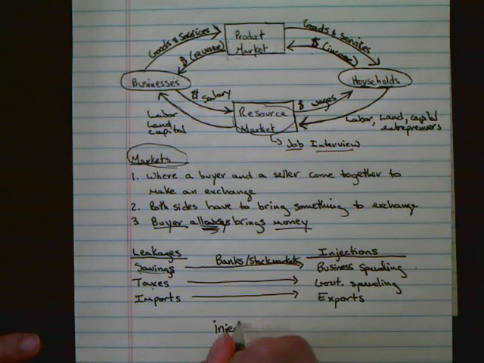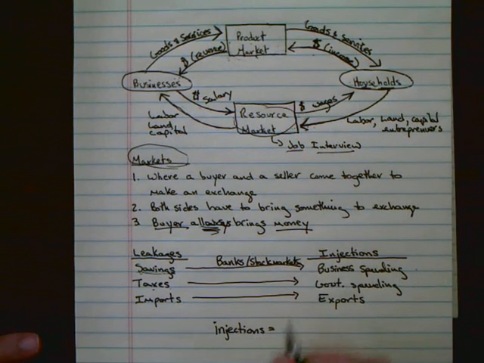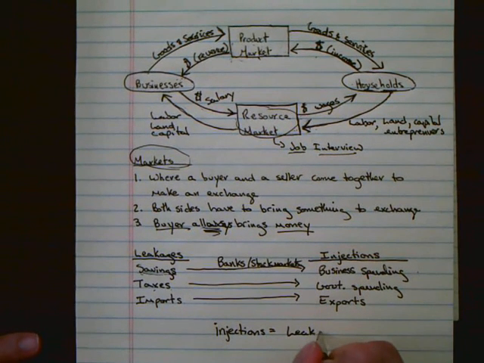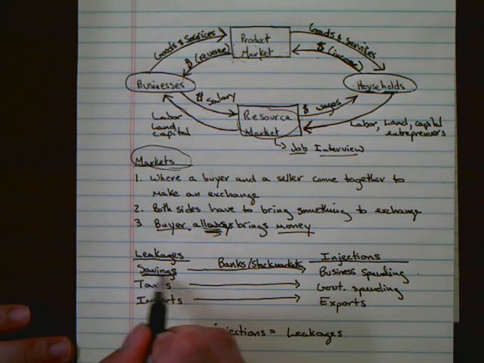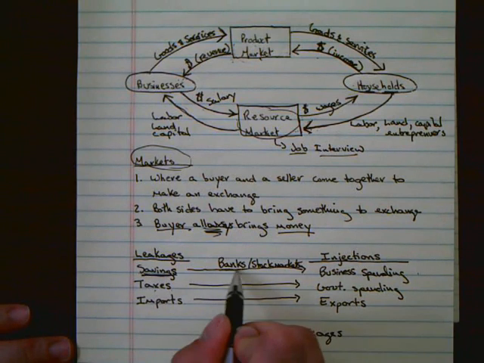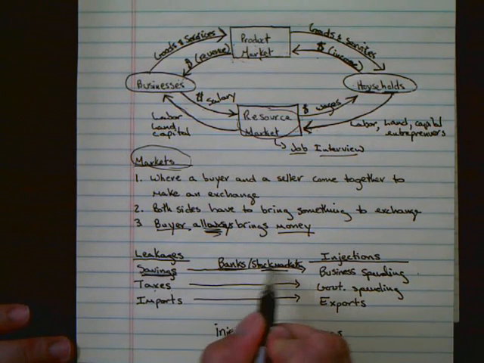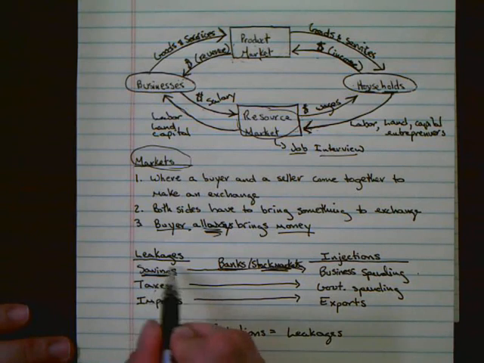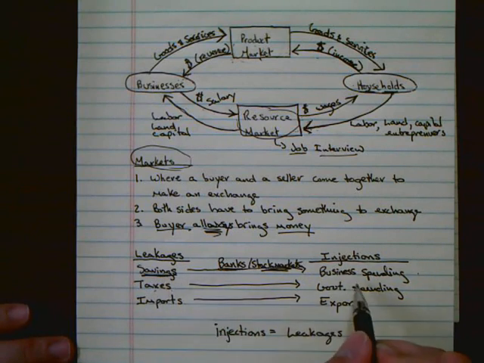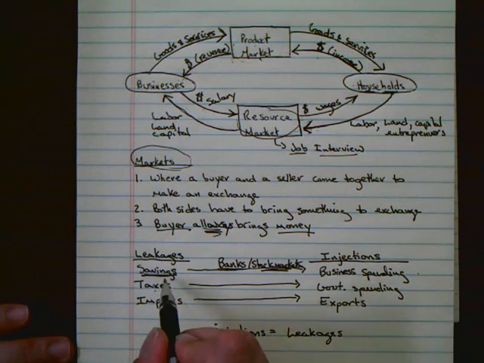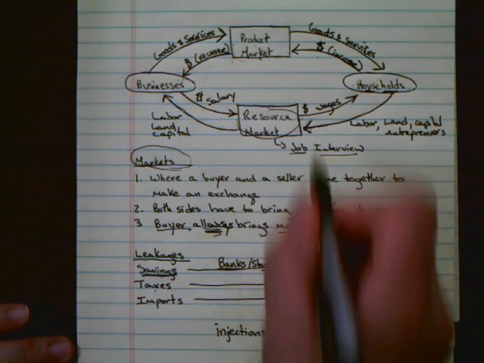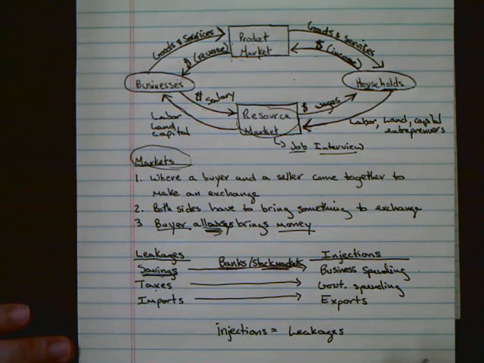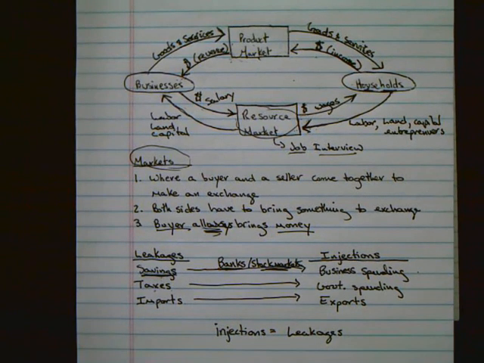As long as our injections equal our leakages, we're going to have a healthy economy. During the Great Depression, a big problem was we had massive savings, but because our banks failed and our stock market failed, the money, our leakage of savings, did not get into the hands of businesses. And our savings during the Great Depression did not get injected back into our circular flow, and that's why the Great Depression got worse and worse.